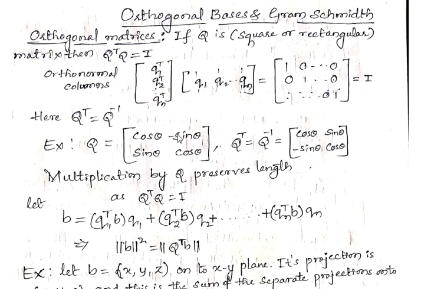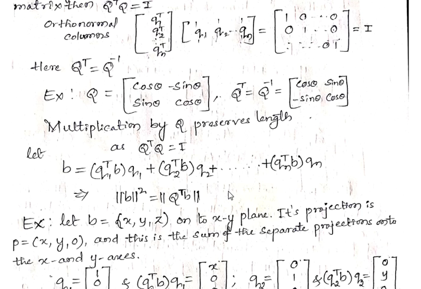When we multiply Q transpose and Q, we get the identity matrix. Because this transpose matrix itself is the inverse matrix, the orthogonal column matrix Q and its transpose preserve the length.